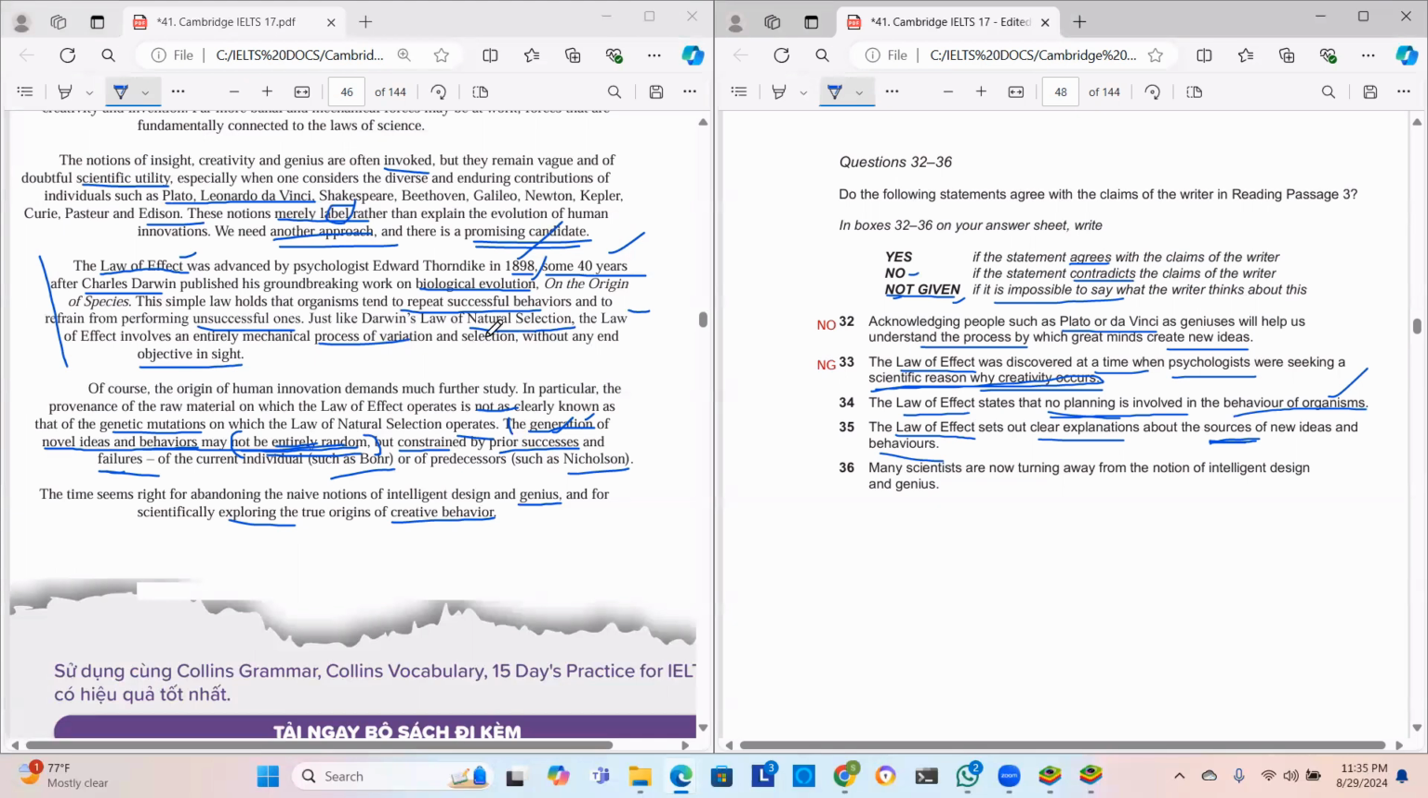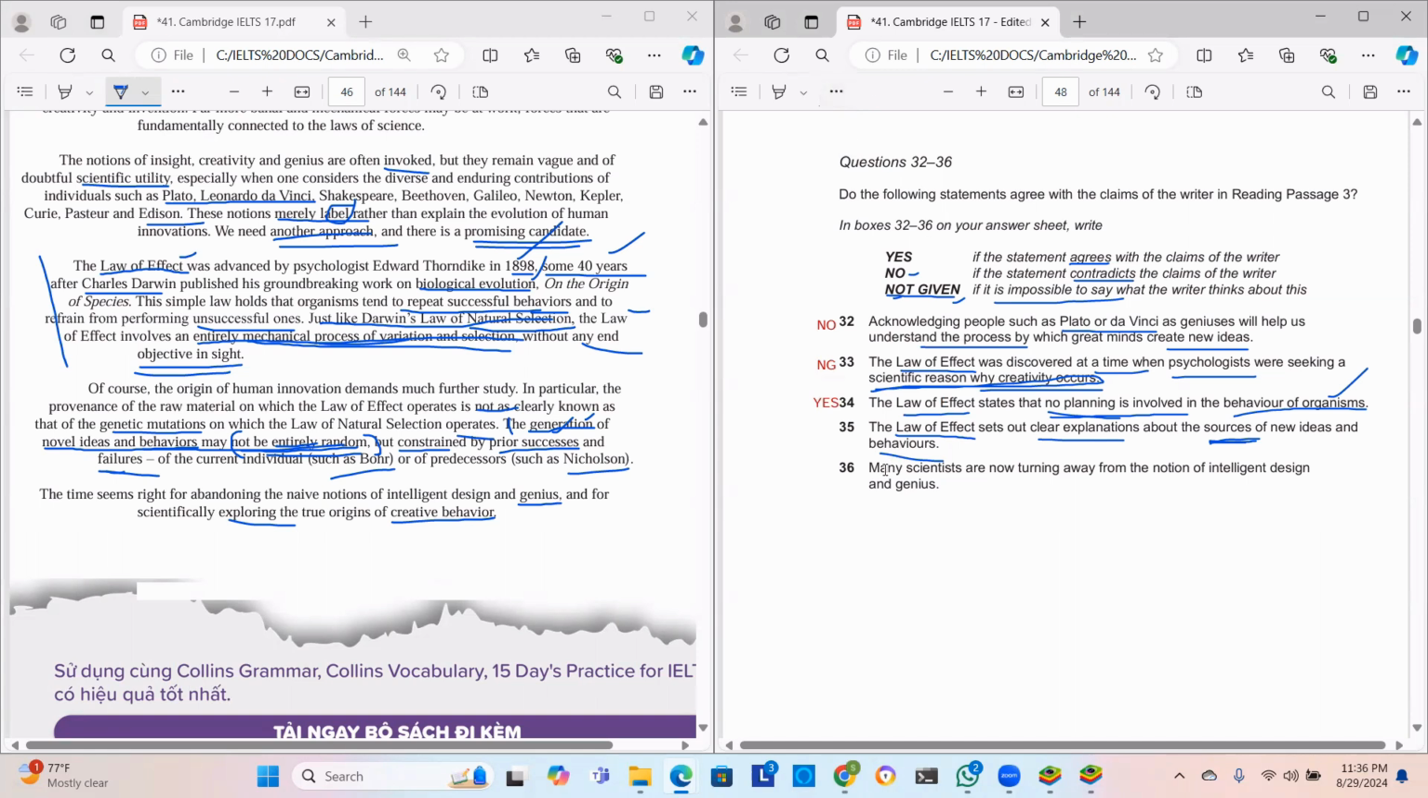If we read this, look at this: just like Darwin's law of natural selection, the law of effect involves an entirely mechanical process of variation and selection without any end objective in sight. It means there is no end objective, there is no goal here. What is the end objective? There is nothing. It means there is no planning. Obviously, it is an entirely mechanical process of variation and selection. So the law of effect states that no planning is involved in the behavior of organisms. He's talking about retaining successful behaviors and refraining from the unsuccessful ones. So there is no planning. Hence 34 is yes, clearly.